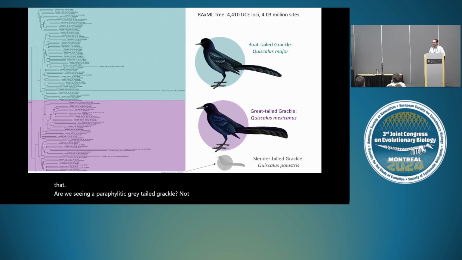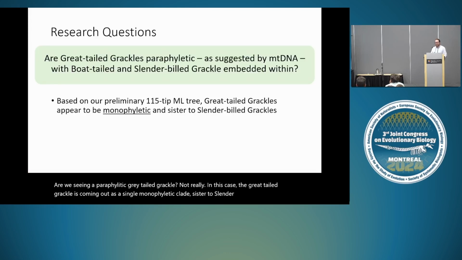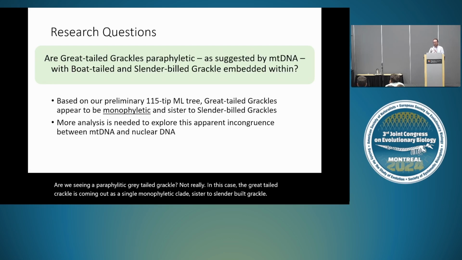In this case, the great-tailed grackle is coming out as a single monophyletic clade sister to slender-billed grackle. So that suggests that there's some disconnect between the mitochondrial data that had been previously published and what we're seeing in the nuclear data. I said this is fairly new information, so we're going to do a lot more investigating to see where that disconnect may be happening.